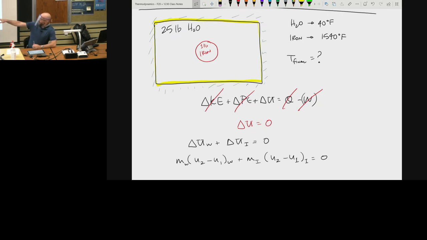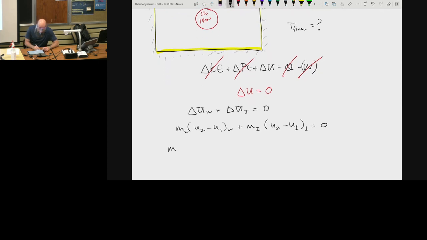Okay, so here's our situation. Now we know we don't have the properties for iron, so I know I have to use incompressible substance. For water, I'm assuming that the temperature is not going to get above 212 and boil, so I'm going to assume that we can still use incompressible substance for that. So this is going to be equal to the mass of the water times the specific heat of the water times T2 minus T1 of my water, plus the mass of my iron times the specific heat of my iron times the T2 minus the T1 of my iron.